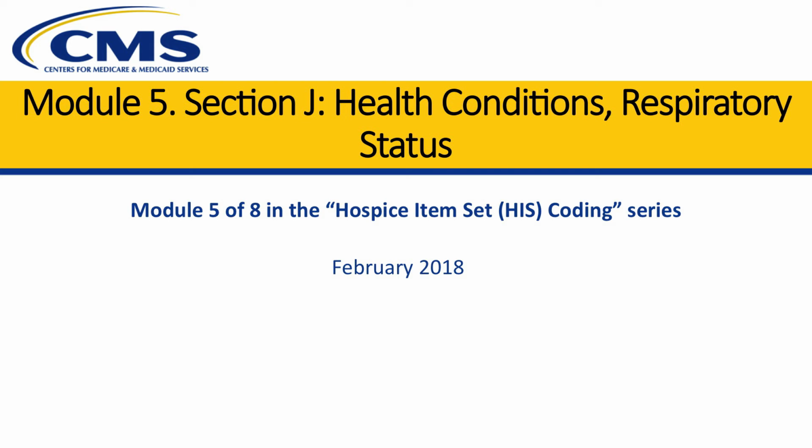Welcome to the Centers for Medicare and Medicaid Services module, Section J, Health Conditions, Respiratory Status. This module will introduce learners to HIS Section J, Health Conditions, Respiratory Status, which includes items J2030, Screening for Shortness of Breath, and J2040, Treatment for Shortness of Breath. In this module, we're only going to focus on discussing specifications for the individual measures.